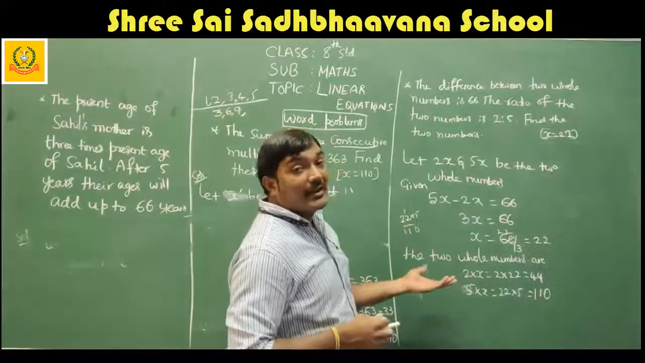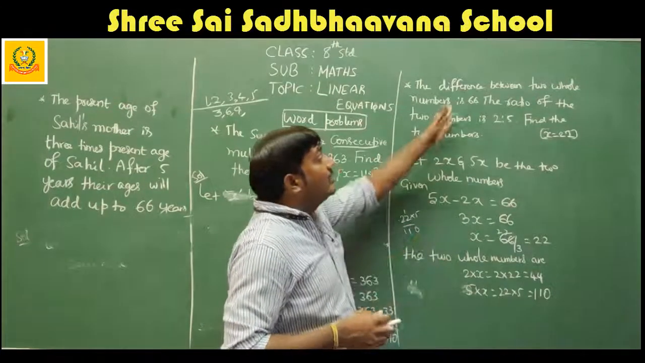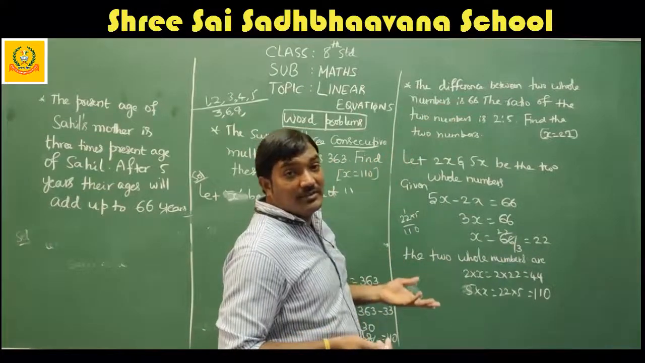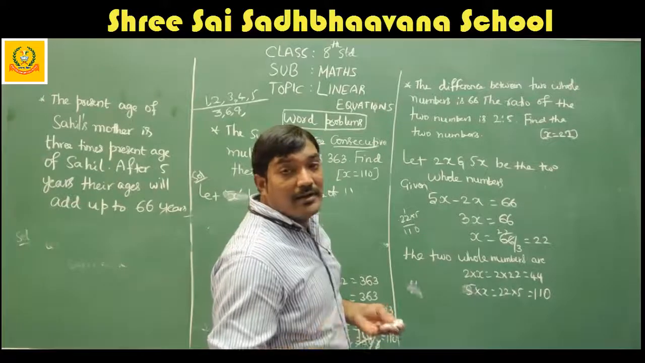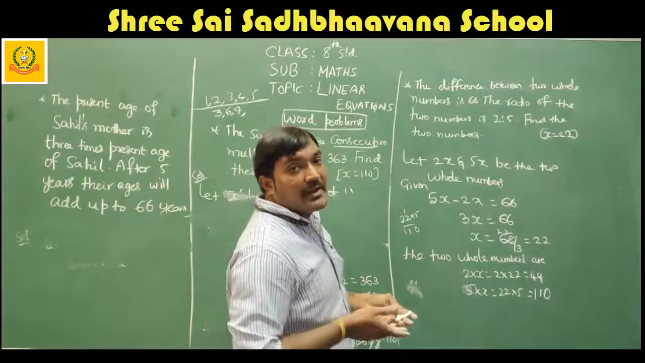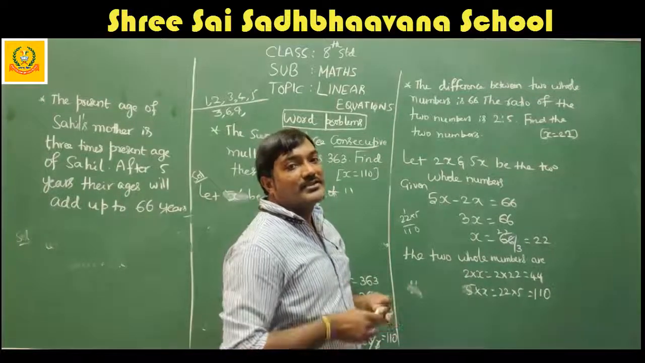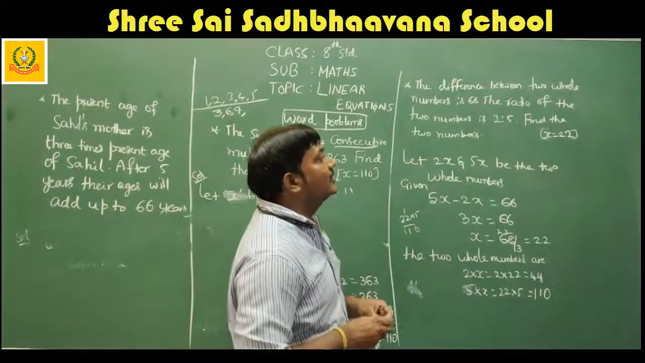So how can you find whether our answer is correct or not? The difference of the two whole numbers should be 66. Subtract 110 minus 44. If you do the subtraction, obviously you will get 66. So our answer is correct.